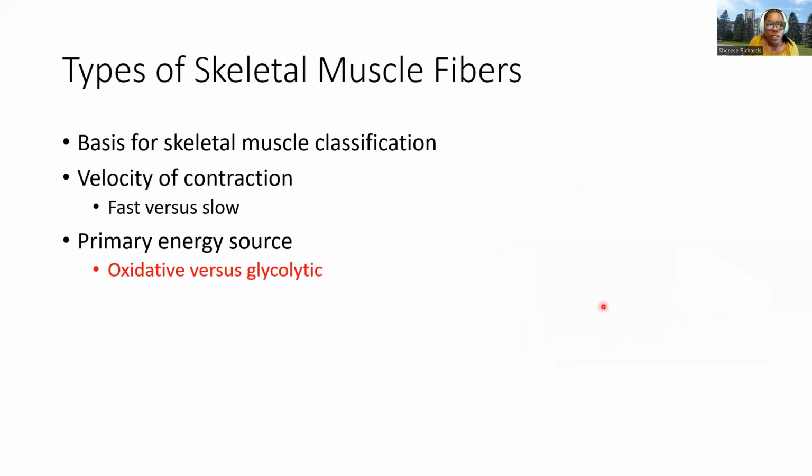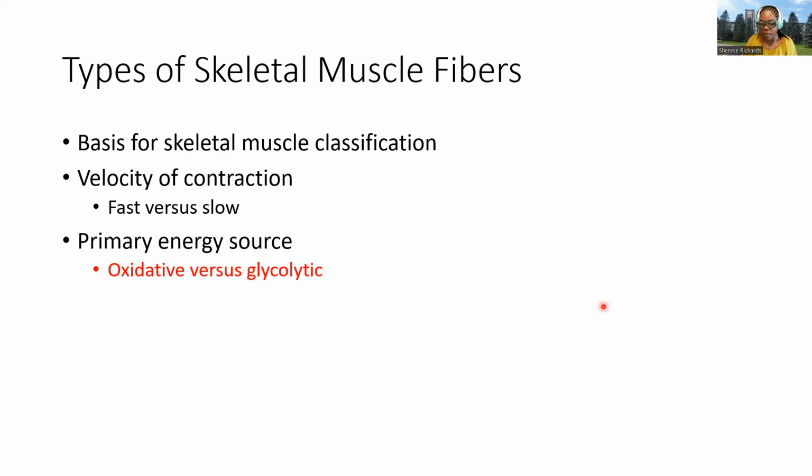Okay. Now, on that basis, we can think about distinguishing different types of skeletal muscle. This is how we can classify skeletal muscle fibers based upon two things. Their velocity of contraction, we can describe them as being fast or slow, and their primary source of energy, we can describe them as being oxidative versus glycolytic. So we have these two ends of the spectrum, fast versus slow, and then in terms of the power source, oxidative versus glycolytic.